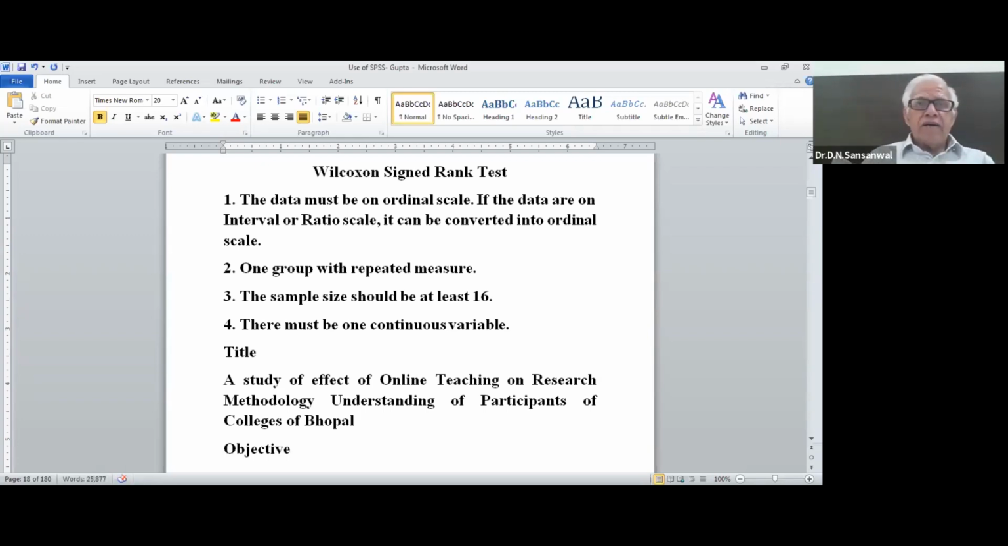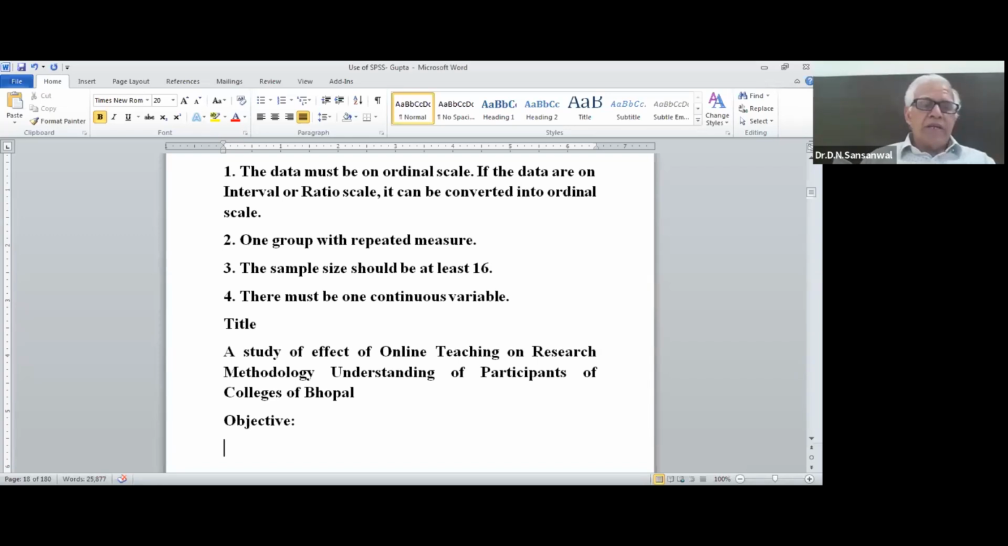And let us say my objective is, because here I must have the repeated measures. That means I will have one group and I will assess the research methodology understanding by using a test, or if you want, achievement in research methodology, perfectly correct, nothing wrong in that. If you want achievement in mathematics, nothing wrong in that, it is perfectly correct, you can write that. If you name any other one, stress, perfectly correct, you can write that.